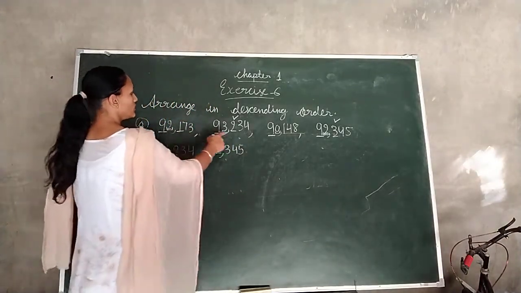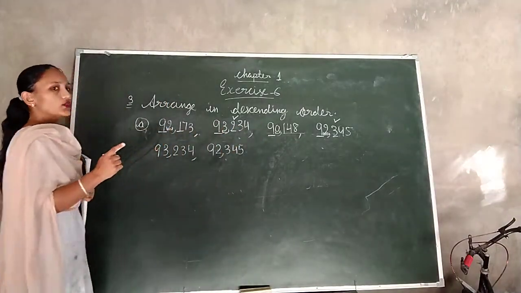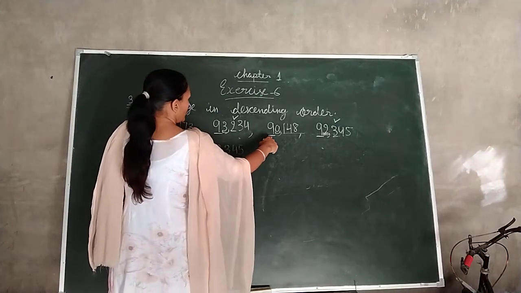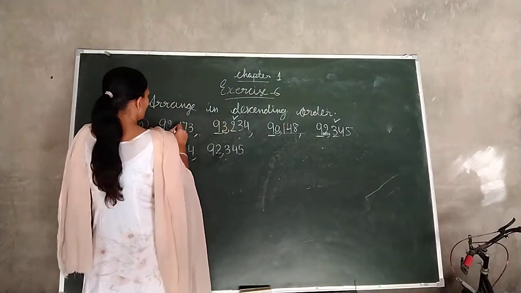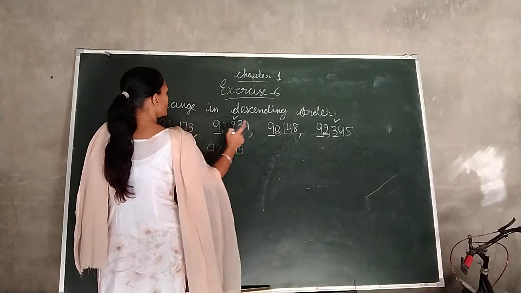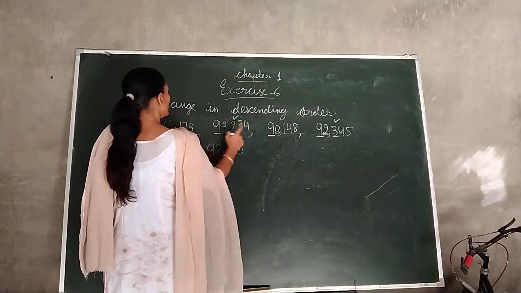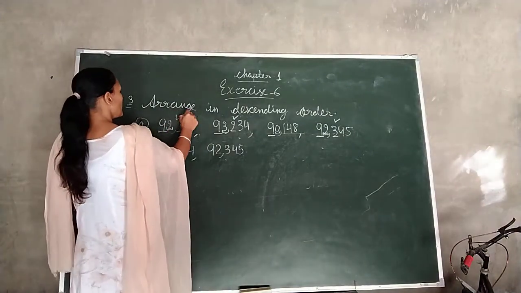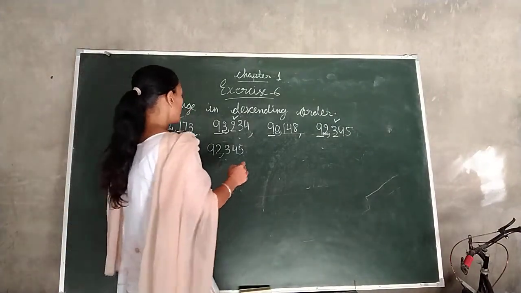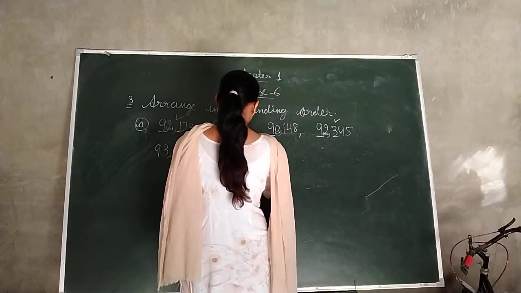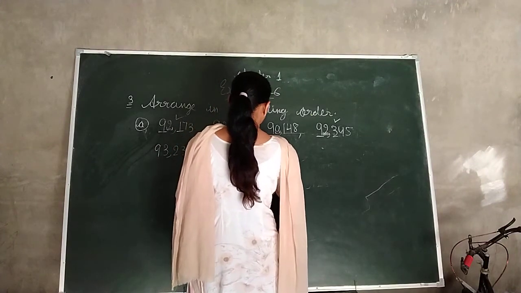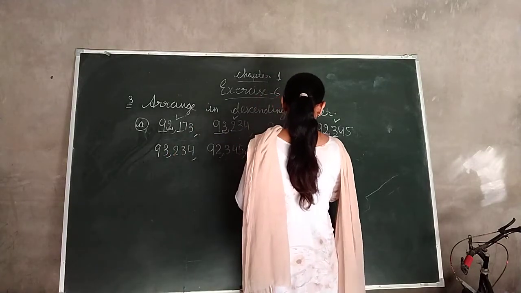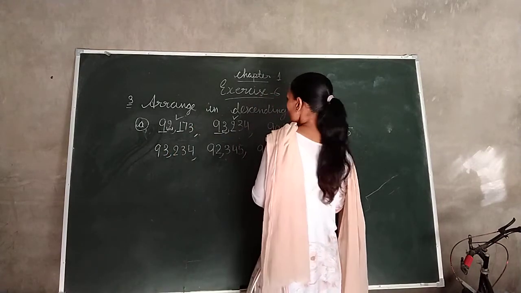Now we have 2 numbers and we have to find the greatest among these 2 numbers. In 10,000 place both are 9. So we will compare the digits in 1000 place. Here we have 2 and here we have 0. 2 is greater than 0. So it means this is the greatest number. So we will write this number, 92,173. Next we have only one number, 90,148.